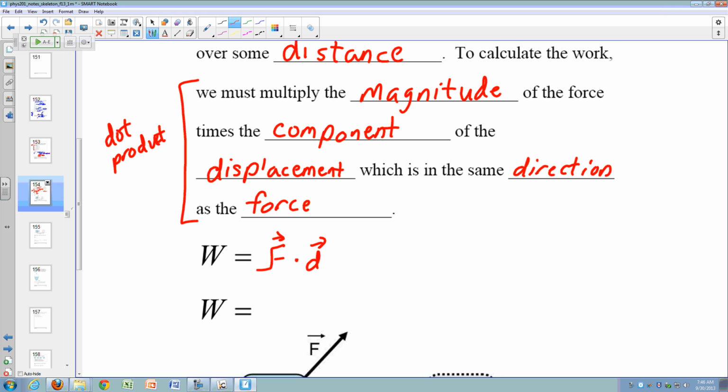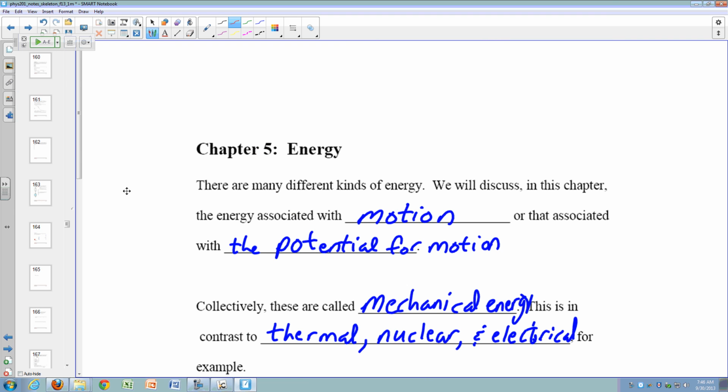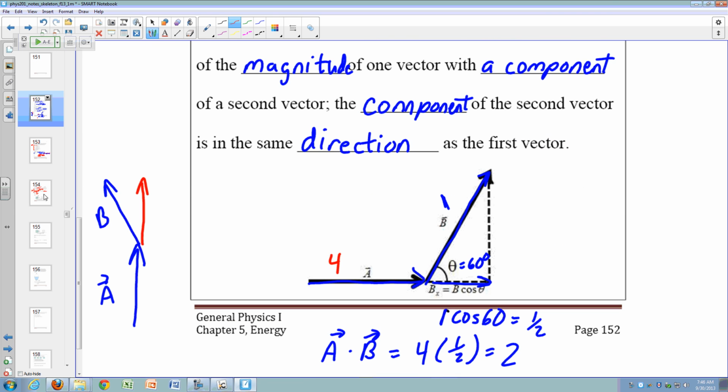However, we can also define this. See, I don't know if I wrote this up here. Let me go up for just a second. I'll come right back. I did not. I didn't say it explicitly.